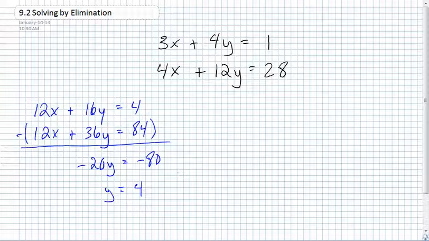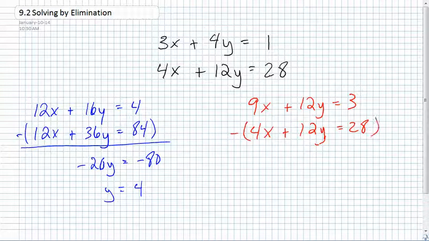Okay? If you wanted to plug in and solve for x, you could, but just in case you eliminated the y's instead, I'm going to show you what that would have looked like. So we're going to multiply the top equation by 3. So 9x plus 12y equals 3. And then, of course, the bottom equation stays exactly the same. And now my y's have the same coefficient, so I can just simply, again, subtract these. 9x minus 4x is 5x, and 12y minus 12y is 0. 3 minus 28 is negative 25. So I'm going to divide both sides by 5, and I get x equals negative 5. So my answer is negative 5, 4. That's the solution to the system.